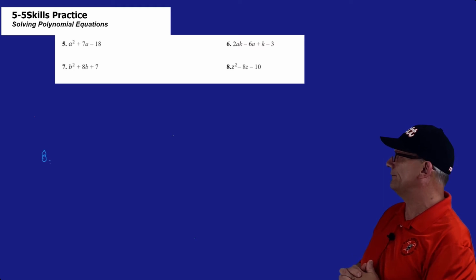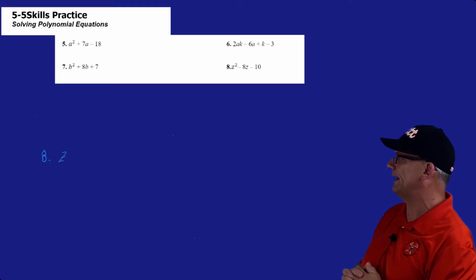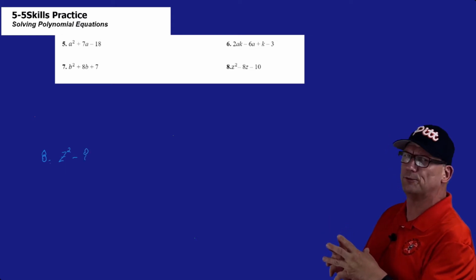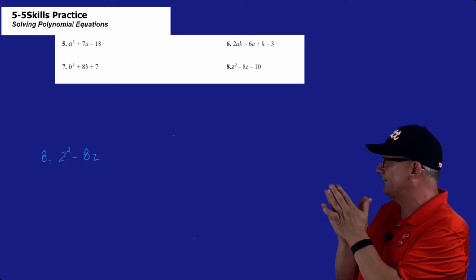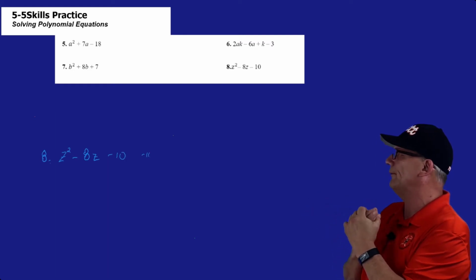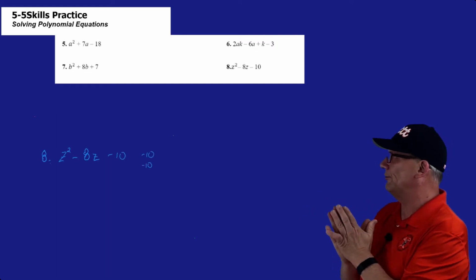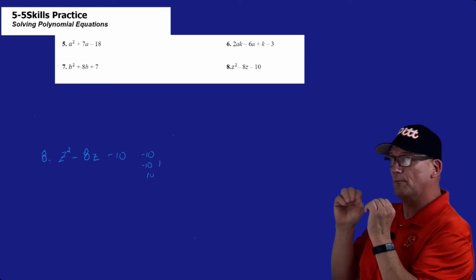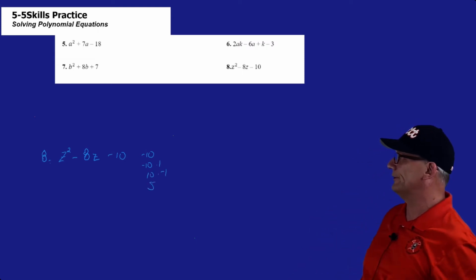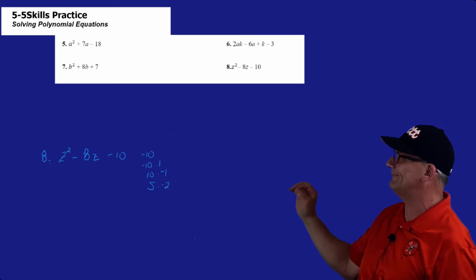Last one, number 8. We have z squared minus 8z minus 10. All right, are there two numbers, factors of 10, that multiply together and add to negative 8? And that would be what? No, there are no factors that multiply to negative 10 and add to negative 8. So guess what? This one is not factorable.